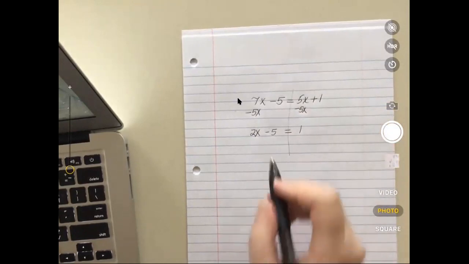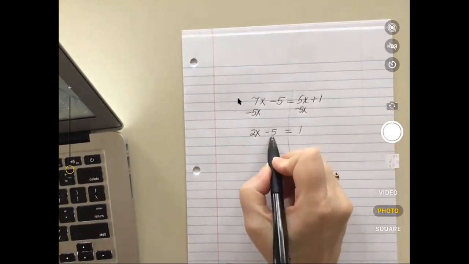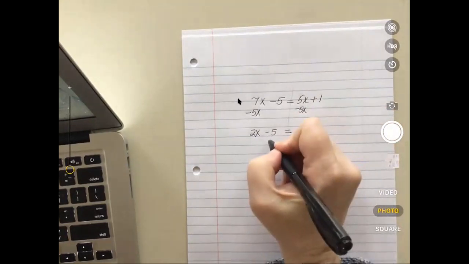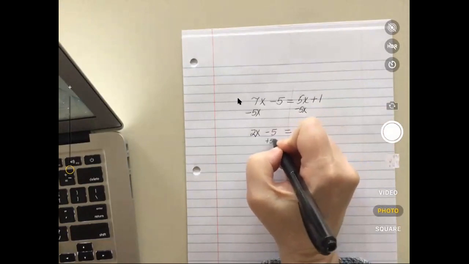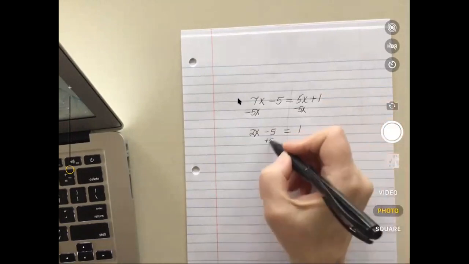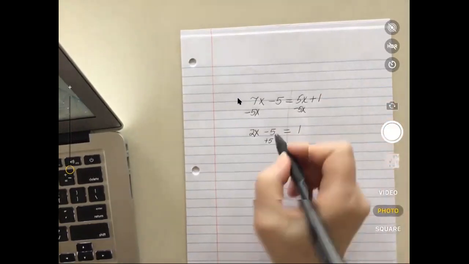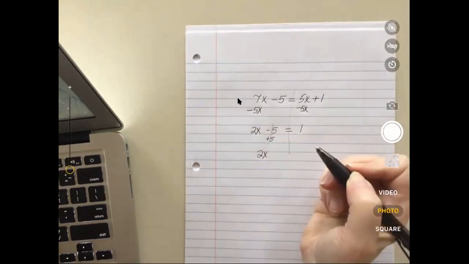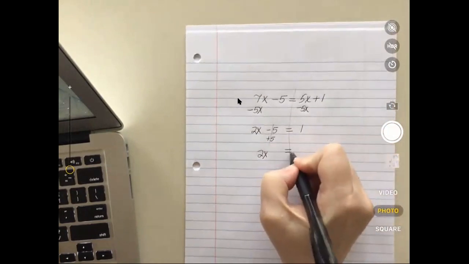I'm going to do this. I want to get this over to this side. See that minus 5? Yes. The way to cancel that out is plus 5. See how these had opposite signs? These have to have opposite signs too. Okay. There's 2x. Those are gone. There's my equal sign.